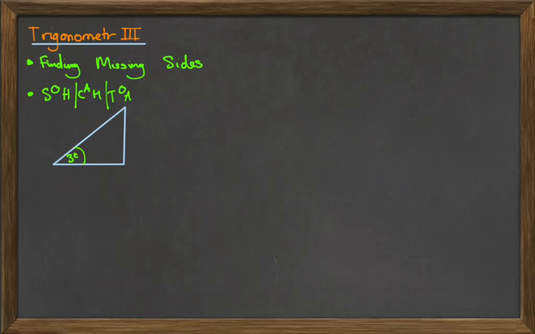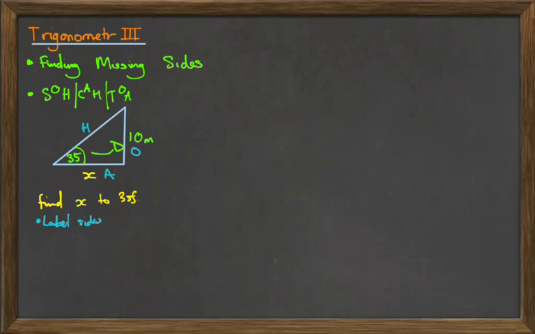So here's the first question. We've got this triangle, and the question is, find x to three significant figures. The first thing you're going to do is label the sides. If we look at the side which is opposite 35, that's obviously the opposite side. The side that's next to 35, which is not the hypotenuse, is the adjacent side. And there is the hypotenuse.